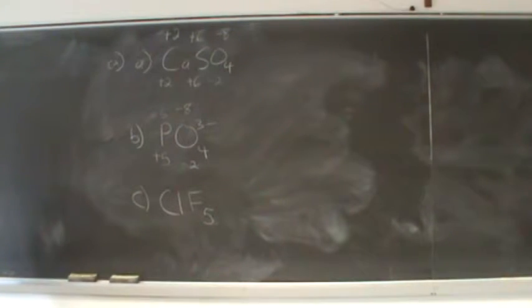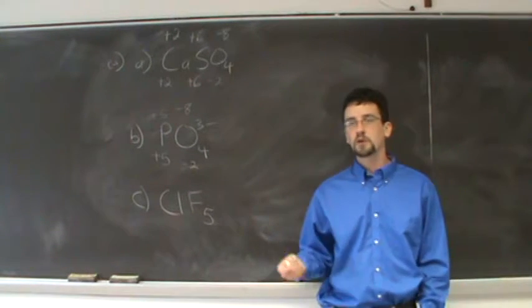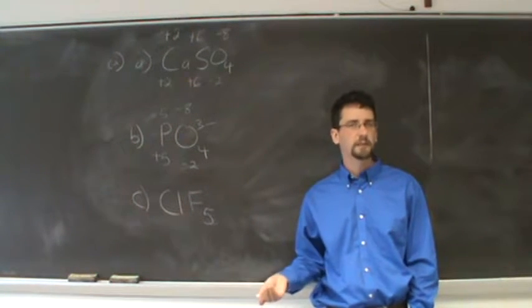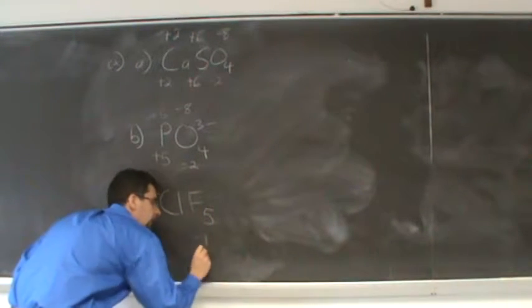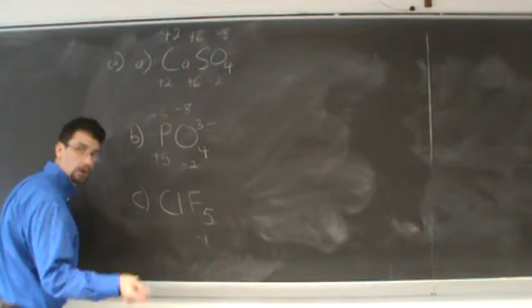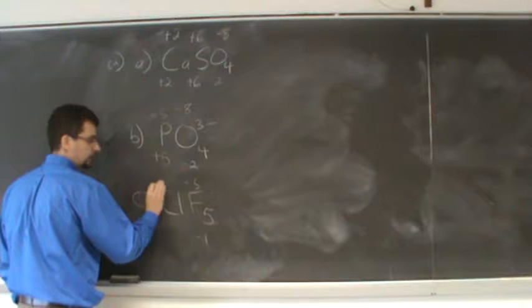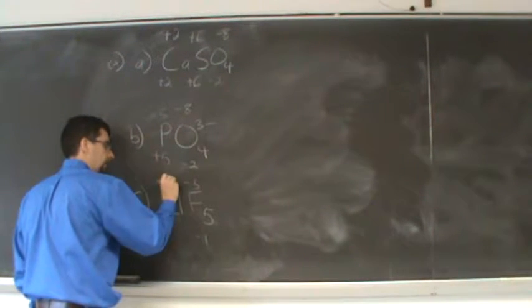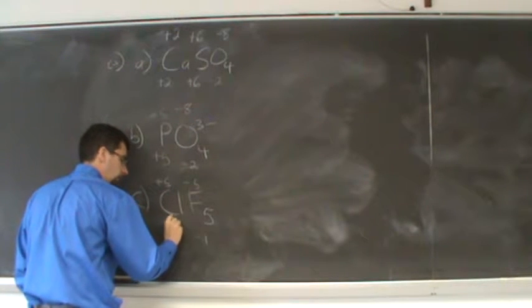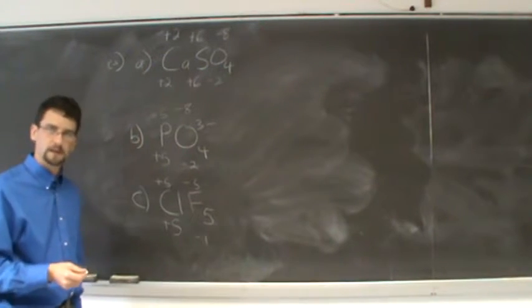In the case of chlorine pentafluoride, fluorine always has a -1 charge. I said chlorine could have a varying oxidation state. It usually is a -1, but it can vary. This is an example of it where we have a -1 charge for each of our fluorines. All of our fluorines together is a -5. Whatever the oxidation state of chlorine is has to balance out that -5. So we have a +5. So in this case, our chlorine is in a +5 oxidation state. Our fluorine is in a -1 oxidation state.